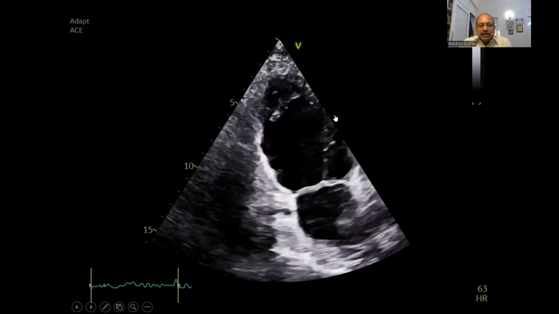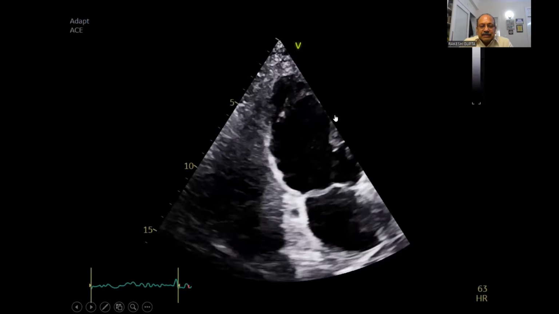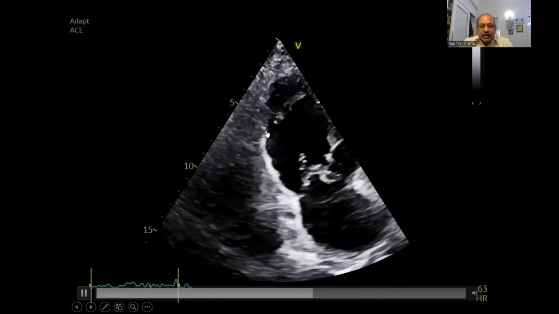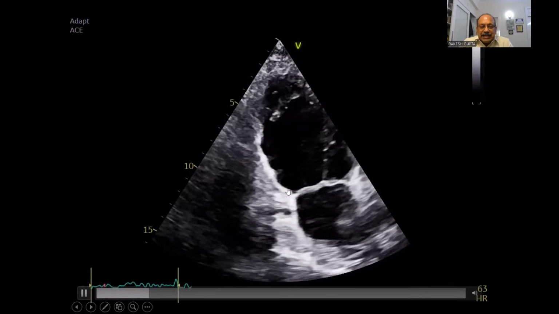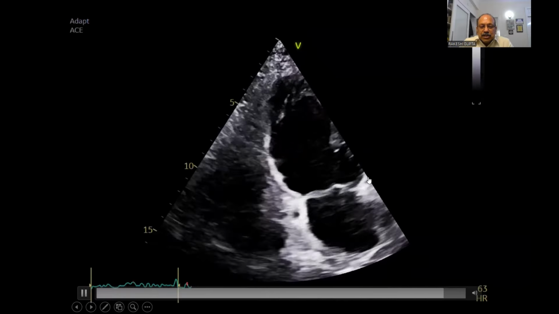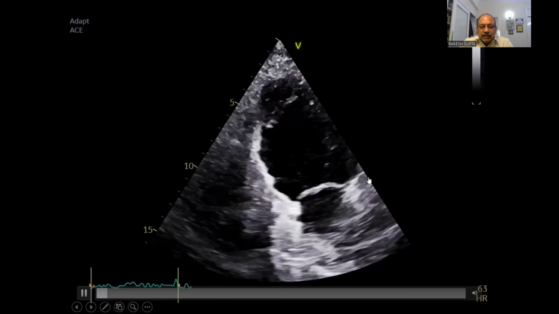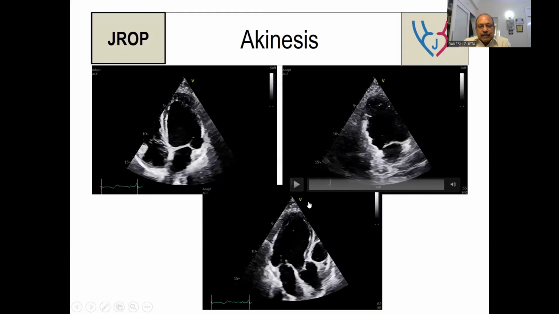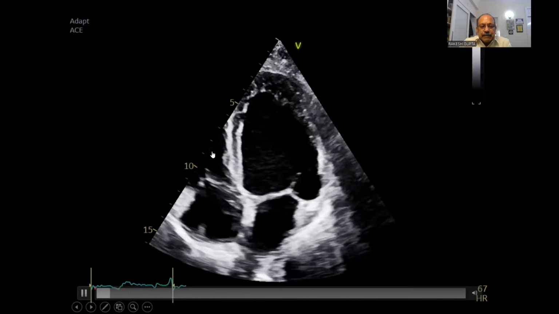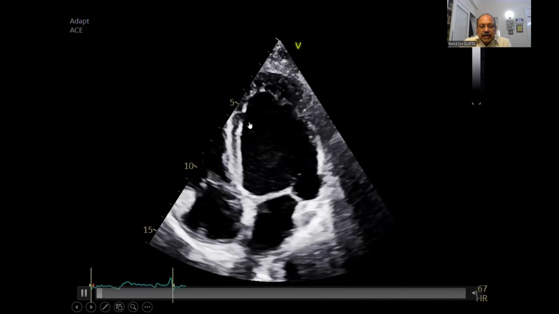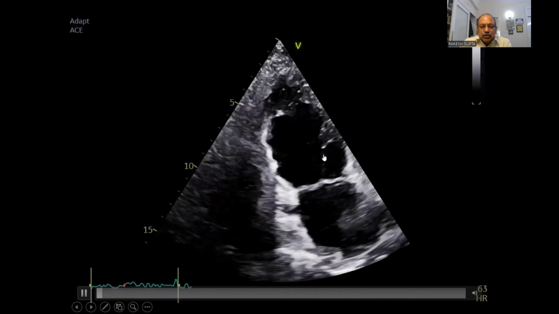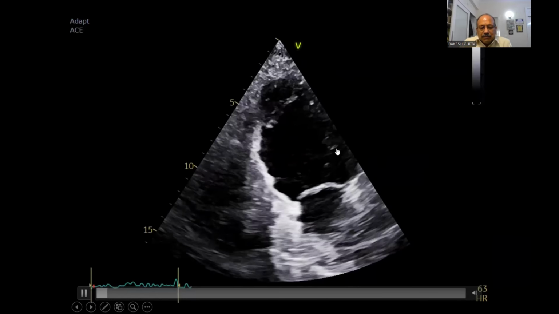And you will see a better example from this slide. Now look at this akinetic segment. This is two-chamber view. No, it's not a two-chamber view because we see a lateral wall over here with the papillary muscles. So it's a four-chamber view, and this is what is almost akinetic over here. This is the two-chamber view, and this is almost akinetic.